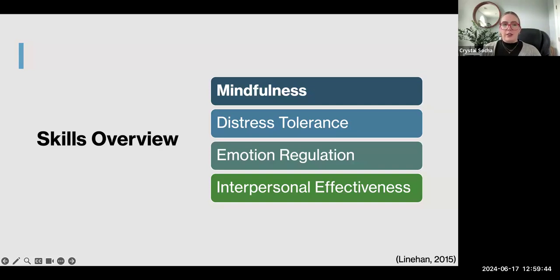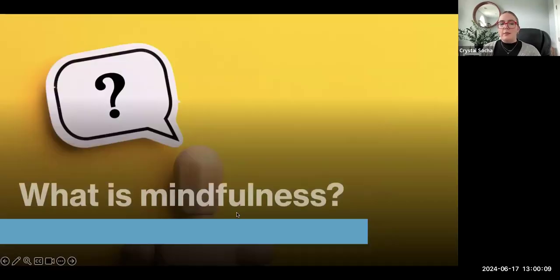Marsha Linehan says that we are who we are to some degree, and emotionality is just part of us, but we can learn how to understand and name those emotions. And then interpersonal effectiveness skills really help us to maintain and improve relationships with people that we are close to, with strangers, with a neighbor, with an employer, employee, coworker, and so on. So what is mindfulness? What does mindfulness mean to you?